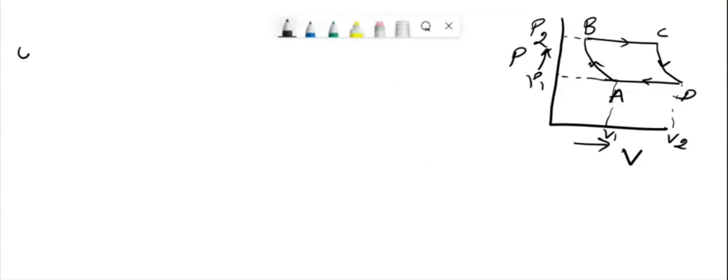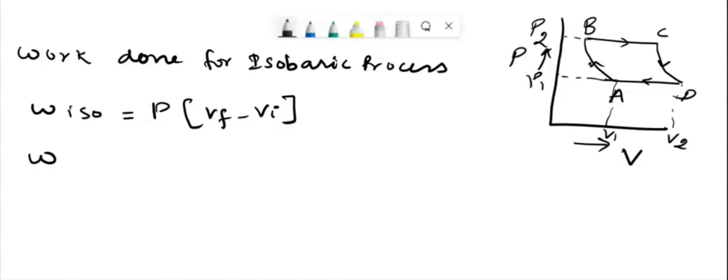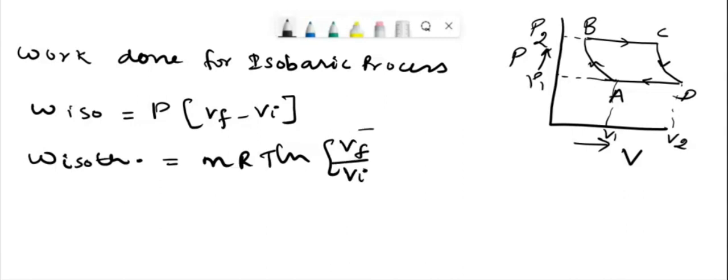Now work done for the isobaric process. In the isobaric process, pressure remains constant. W isobaric is equal to P times V final minus V initial, and the work done for the isothermal process is nRT ln V final upon V initial. So according to the process, we put in the values of volume, pressure and temperature.